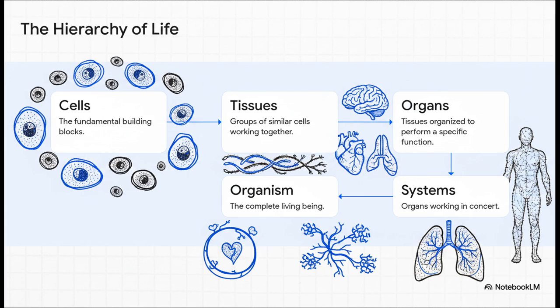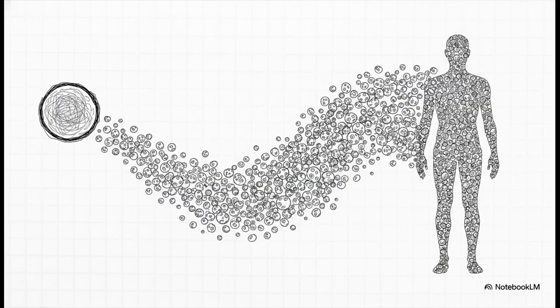It all starts with cells, our fundamental building blocks. Then you get groups of similar cells working together. We call those tissues, like your muscle tissue. Tissues then organize to create organs, like your heart or your brain. Those organs work together in systems, like the circulatory system. And all of those systems, working in perfect concert, create the final organism, you. So the next time you look in the mirror, just remember that you're not just seeing one thing. You're seeing a cooperative, a community of trillions of individual living units, all working together in stunning harmony. That is the architecture of you.